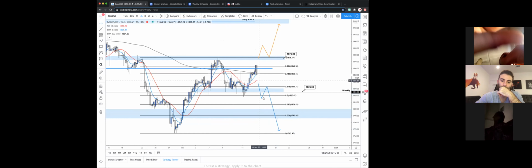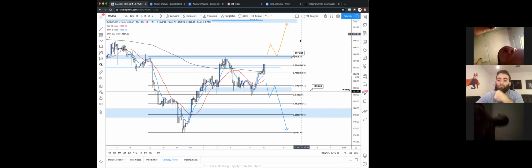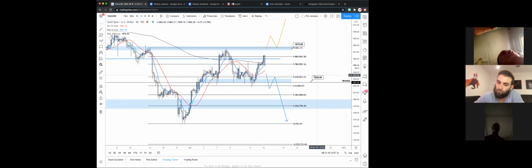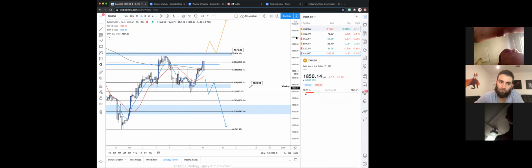Okay. Lower high to go short, higher low to go long. Wait for a break of 1875 or wait for a break lower of 1826. Pretty straightforward. All right, so that's gold. I am going to do a little bonus one for you guys because why not?